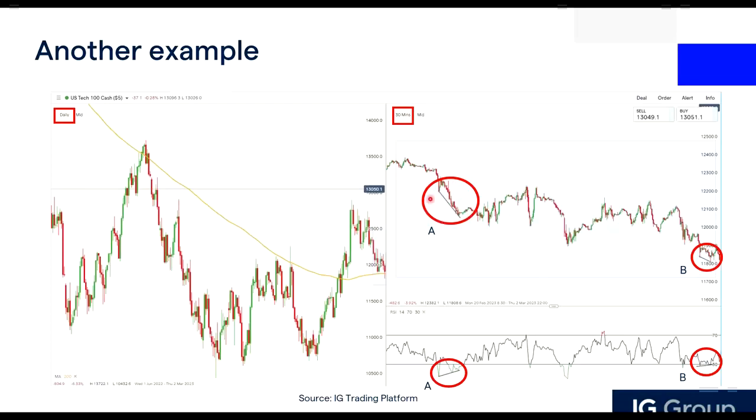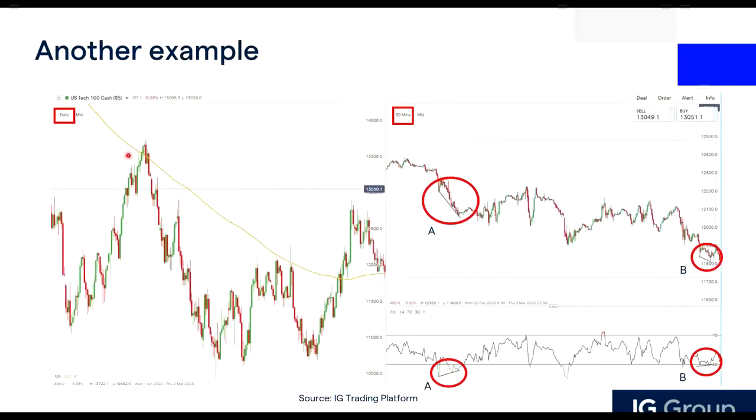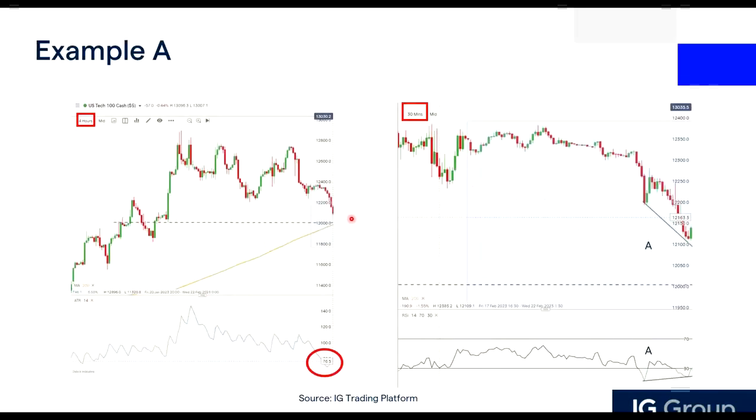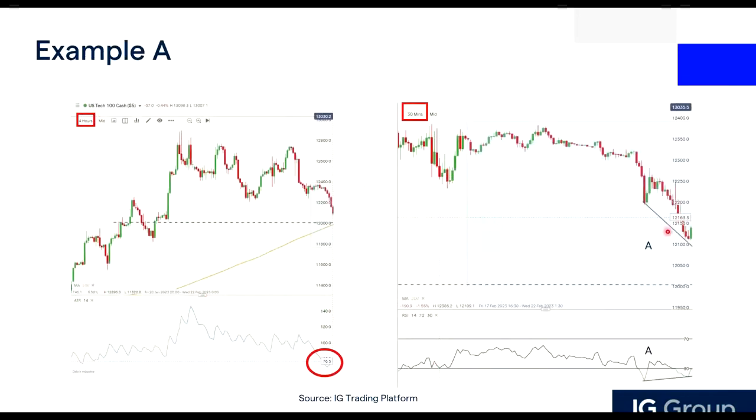Let's zoom into this particular area. On a higher time frame, we are still looking at over here. Instead of here we are showing a daily chart. Let's look at the 30 minutes one first. So again, this is A. We are looking at this portion over here, A, on the 30 minutes.